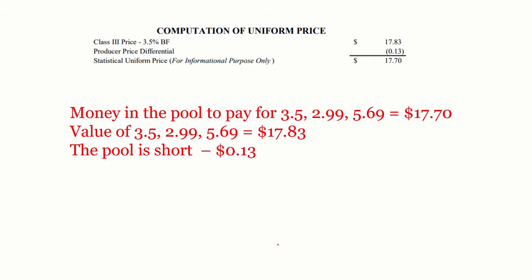So again, let's go through this again very slowly. The statistical uniform price is $17.70. Class 3 is $17.83. We need 13 cents to bring those two together. And so we have a negative 13 cent PPD in this particular example.